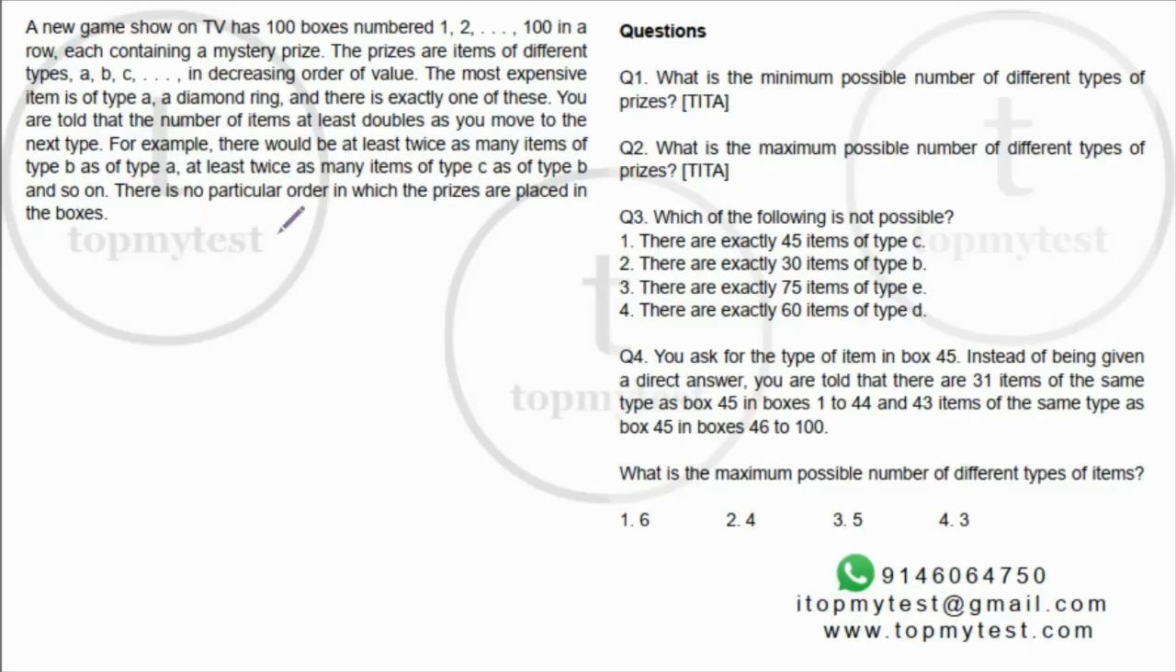This is a pretty straightforward question on optimization, numbers, etc. Quant-based reasoning. Came up in CAT 2019 slot 1. Should definitely solve this question. Let's see what this says.